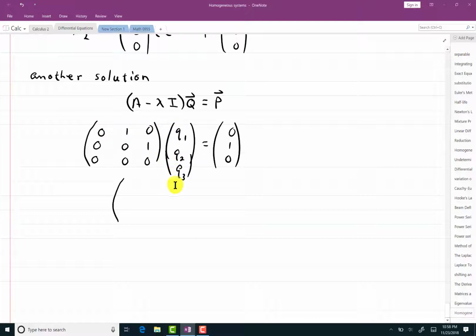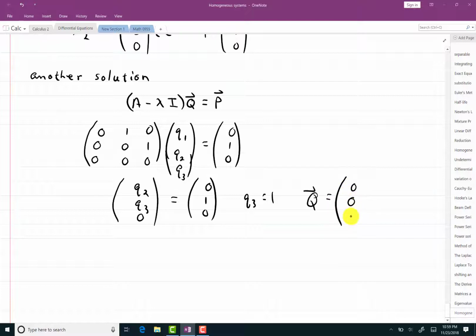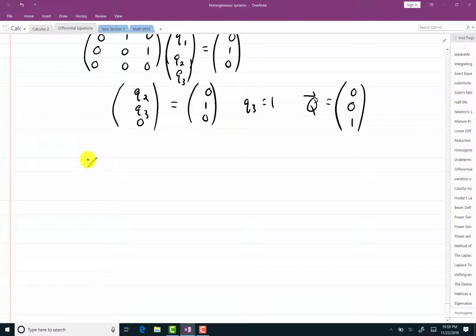This first row against this column, I'll get a Q2. When I do the next row, I'll get a Q3. And in the last row, I'll zero it out. You probably could have guessed this. Q3 is equal to 1, and so my vector Q is 0, 0, 1.